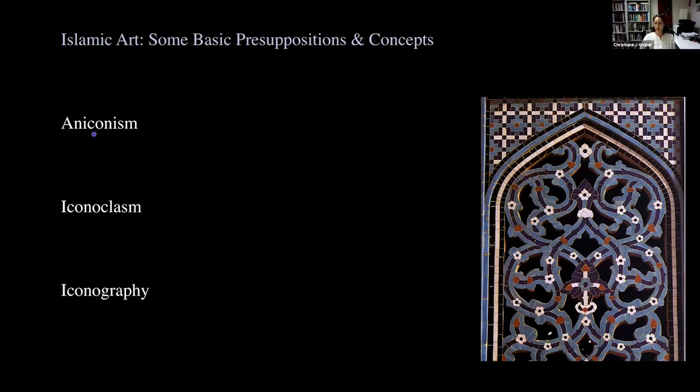So aniconism is a general shying away or staying away from images. It's not really an aversion to images. It's just a disregard or an unwillingness to engage with image making. And what I mean by images here is figural representation, representations of animate entities. That includes humans, of course, and then non-human animals such as birds and dogs and cats and what have you. So aniconism is just the staying away from figural representation.